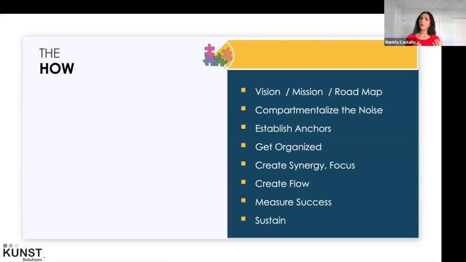We focus on what we call compartmentalizing the noise, establishing anchors, getting organized, creating synergy and focus, creating flow, measuring success, and sustaining. All these together then are going to help the organization to optimize their uptime. Let's review each one individually.